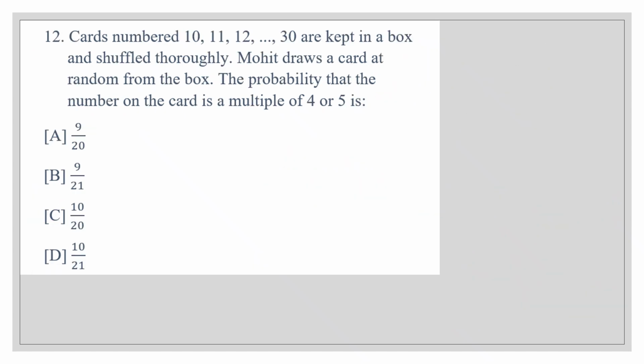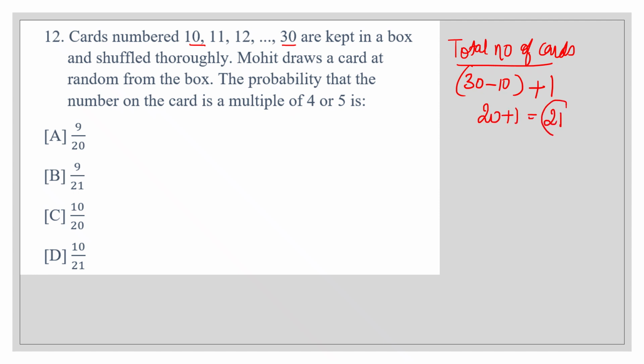Question number 12. Cards numbered 10, 11, 12, up to 30. So total number of cards will be 30 minus 10 plus 1. 30 minus 10 is 20 plus 1. Total number of cards are 21, kept in a box and shuffled thoroughly. Mohit draws a card at random from the box. Find the probability that the number on the card is a multiple of 4 and 5.